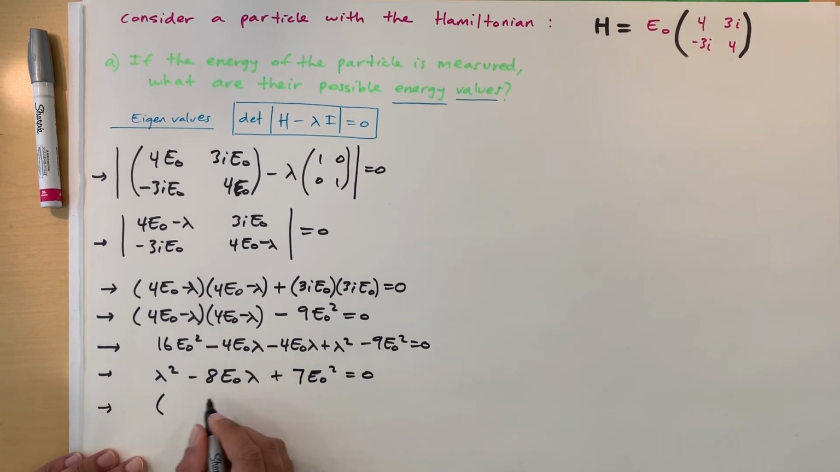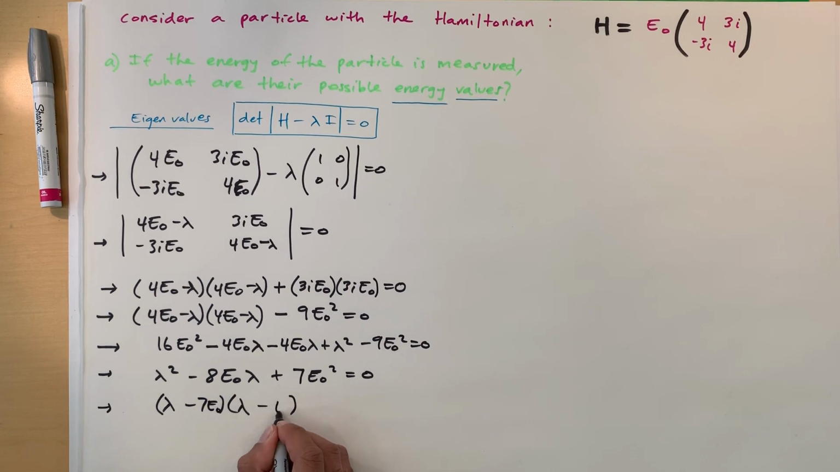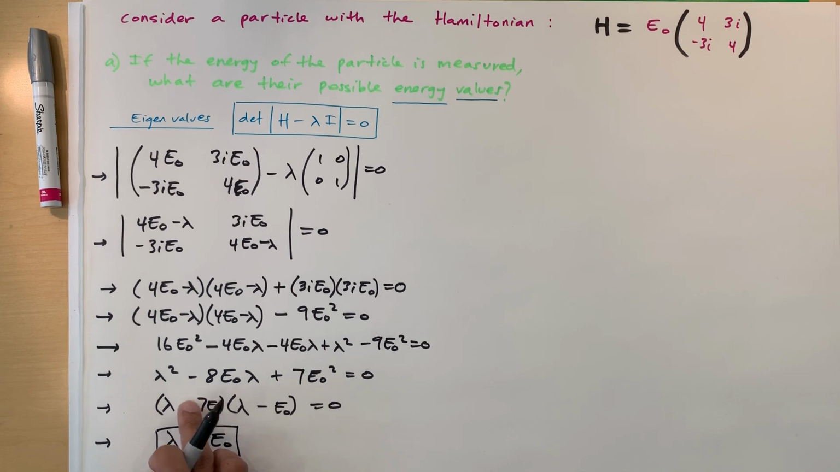We don't need the quadratic formula because I think I can factor. We can have lambda minus 7 E naught and lambda minus E naught. That'll give me positive 7 E naught squared, and both of these combined give negative 8 E naught. Yeah, perfect. So now I solve this one and I solve that one. I'll label this one lambda 1, which is E naught, and this one over here I'll label lambda 2. Just because you could have labeled the other one, it doesn't really matter.